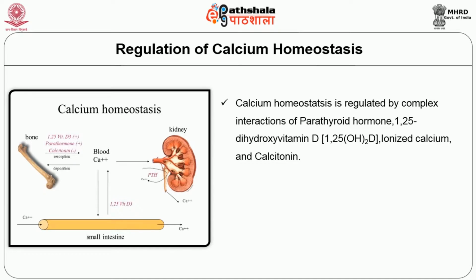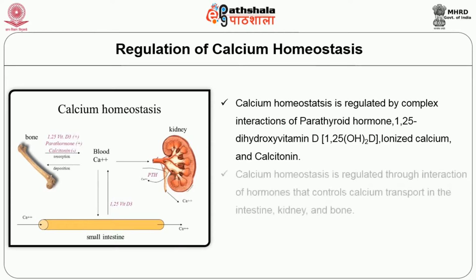How is this homeostasis of calcium regulated? It is regulated by complex interactions of parathyroid hormone, 1,25-dihydroxyvitamin D and by ionized calcium as well as by calcitonin. The main receptors for these hormones are present in the gut, kidney and bone.